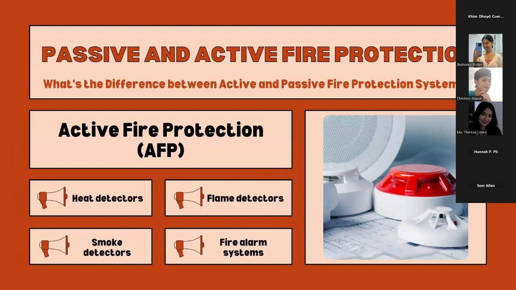Okay. For our passive and active fire protection, what's the difference between active and passive fire protection systems? Let's start with active fire protection or AFP. An active fire protection requires an action to detect, respond to, contain, or suppress a fire. So we have types of fire protection systems, which includes heat detectors, flame detectors, smoke detectors, and fire alarm systems. Next slide.